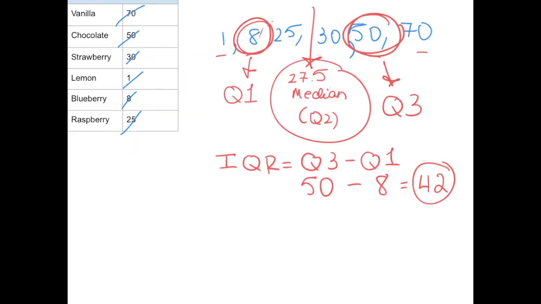The last measure that we want to find is the range. The range is the largest number in the set, which is 70, minus the smallest number in the set, which is 1. So 70 minus 1 equals 69, and that's our range for this problem.